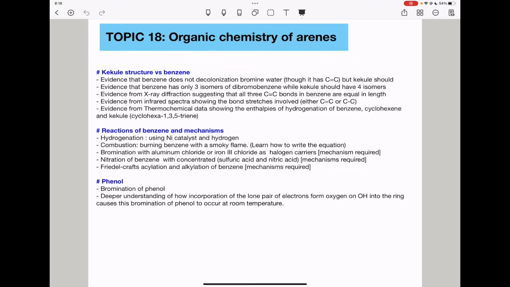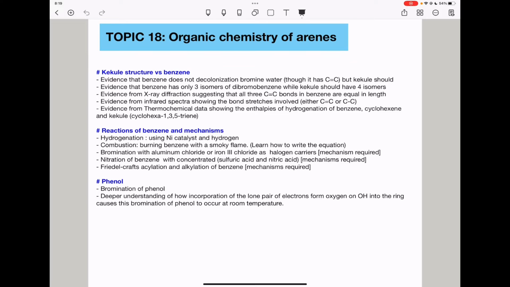Now, other questions that are common from topic 18 are about reactions as well as mechanisms. They'll ask you reactions involving benzene, like the hydrogenation of benzene, using hydrogen in the presence of nickel catalyst. They could ask you about combustion reactions. Here, benzene is burned, but it burns with a smoky flame. You need to learn how to write the equation for this reaction.